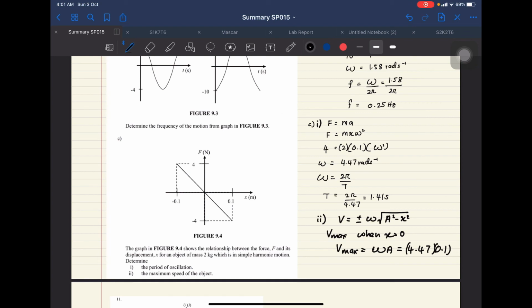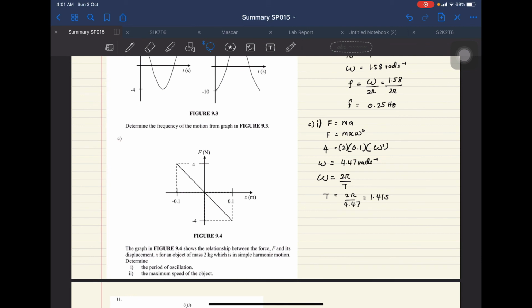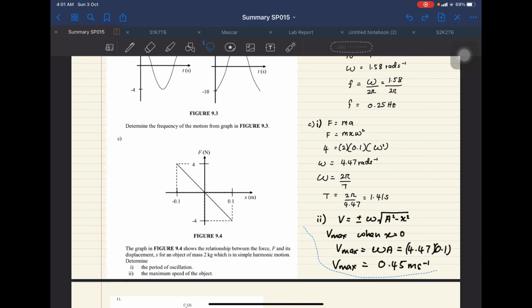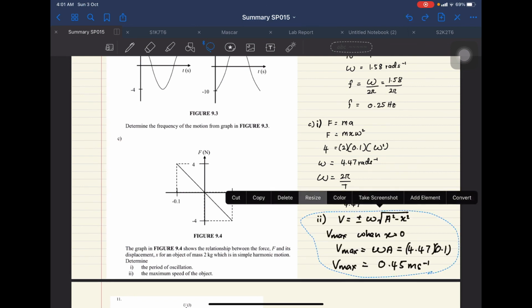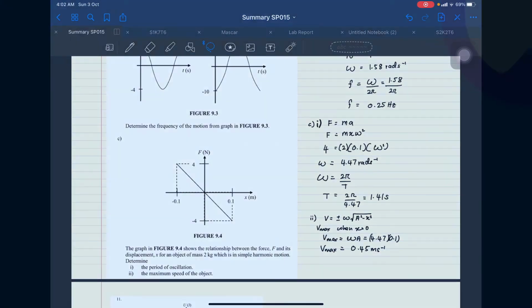Here we got v max equals 0.45 meter per second. Okay, so that's it for question 10.